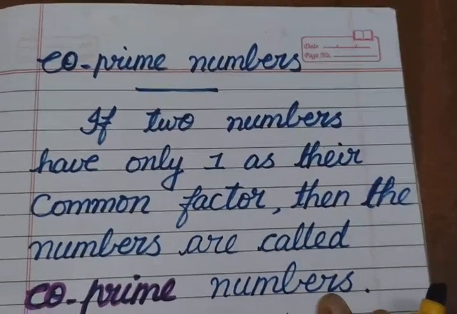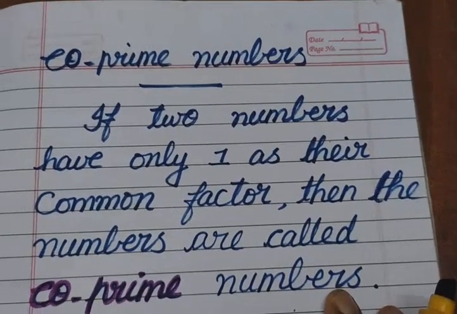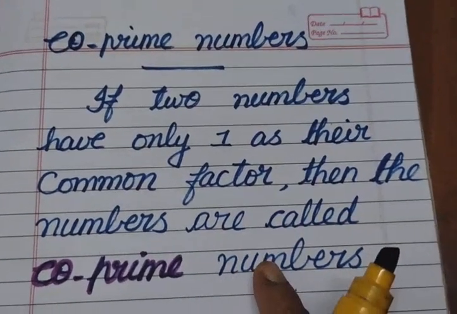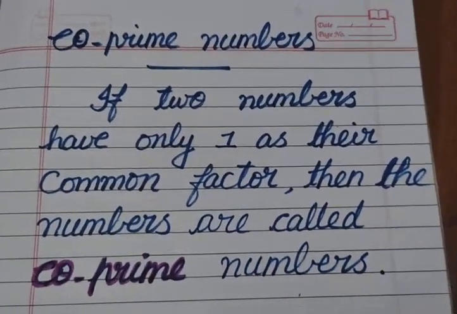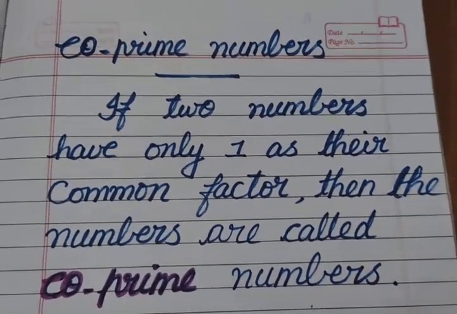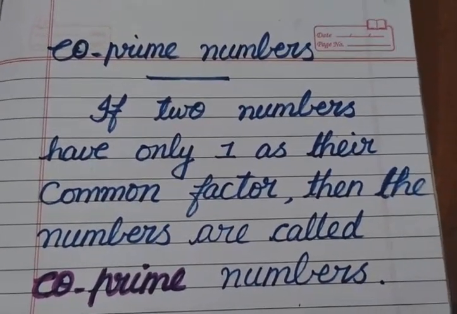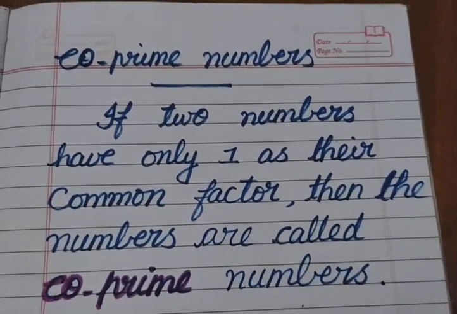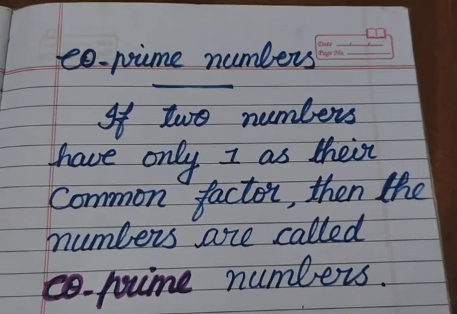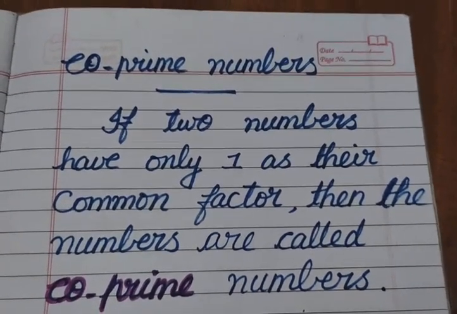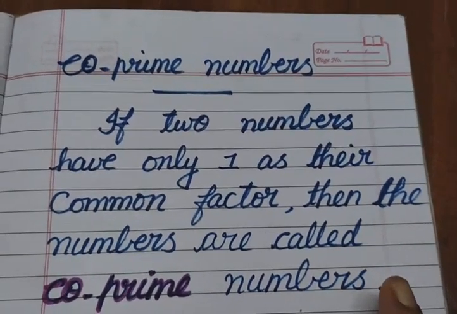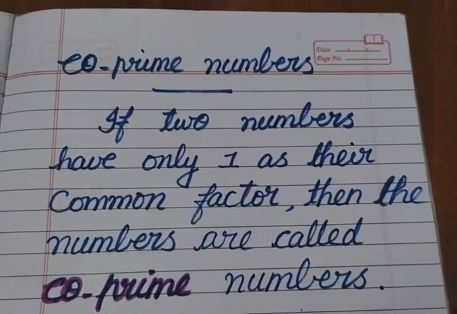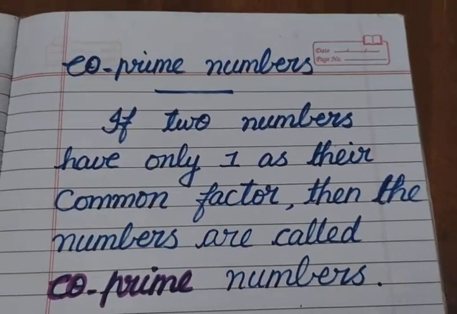Children, next is co-prime numbers. What are co-prime numbers? If two numbers have only one as their common factor, then the numbers are called co-prime numbers. Children, what are prime numbers? A prime number is a number that has only two factors, one and the number itself. Here, if two numbers have only one as their common factor, then those two numbers are called co-prime numbers.